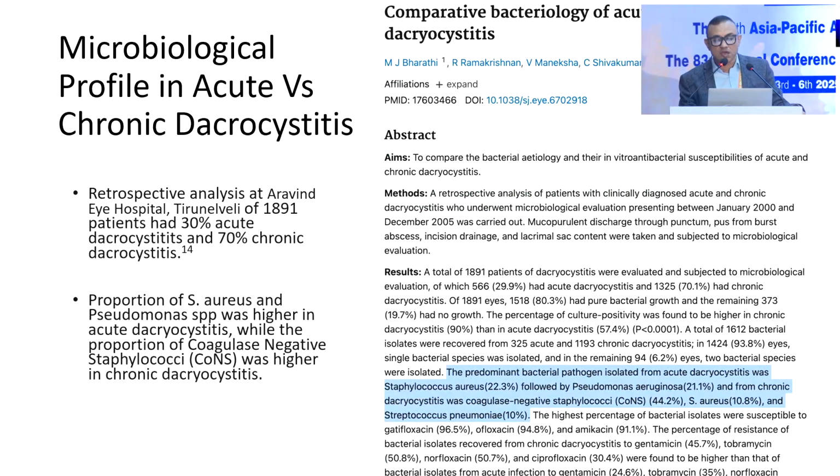Now this study was carried out at Aravind Eye Hospital, and they did a retrospective analysis of dacryocystitis patients, and they found that 30% had acute dacryocystitis and 70% had chronic dacryocystitis. They found that Staphylococcus aureus and Pseudomonas were higher in acute dacryocystitis, while the proportion of coagulase negative Staphylococci was higher in chronic dacryocystitis.